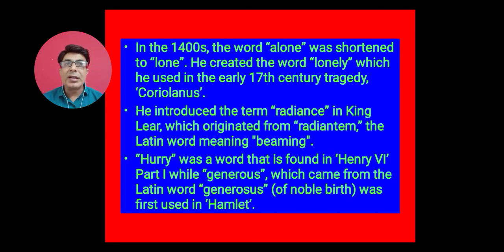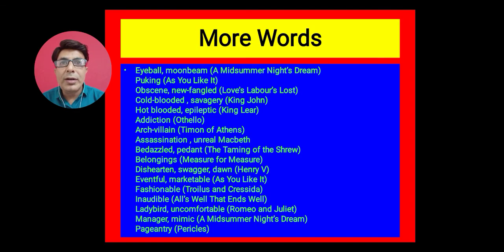He introduced the term radiance in King Lear, which actually originated from radiantem from the Latin language, right? So again he changed Latin words into English and introduced some new words. Hurry was also another word which is used in Henry IV Part 1, while generous is another word which came from the Latin generosus, which means of noble birth. So from the Latin language he has borrowed these words.